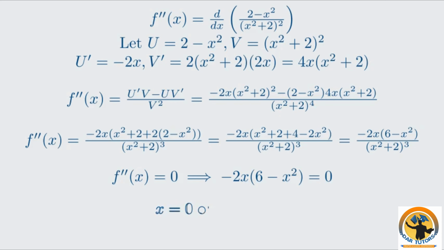Solving 6 minus x squared equals 0 gives x squared equals 6. So x equals plus or minus the square root of 6. So the second derivative is 0 at x equals 0, x equals the square root of 6, and x equals negative the square root of 6.